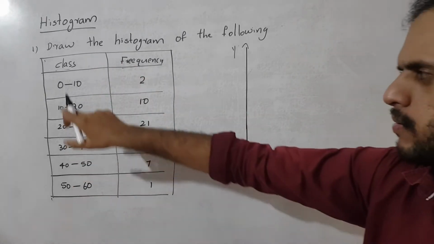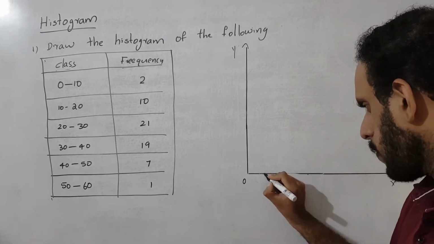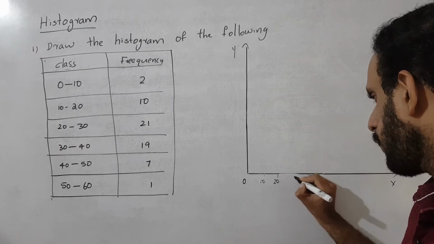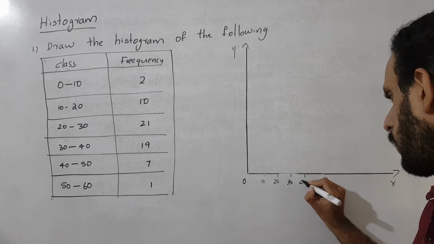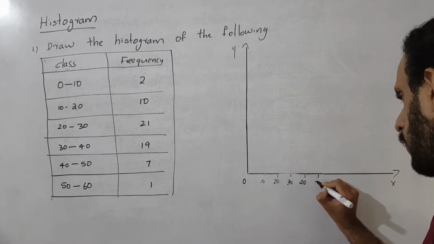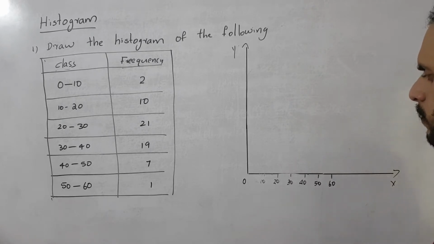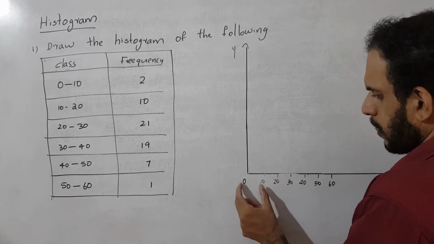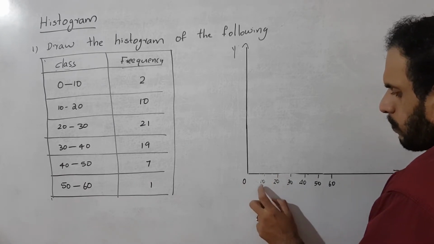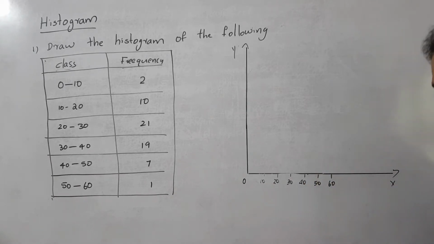Okay, we need to mark 0 to 60, then 10. When we start to mark, the first number is 10, 20, 30, 40, 50, 60. Okay, then don't forget to take the equal distance. What is the distance you take from 0 to 10? Keep the same distance for 10 to 20, 20 to 30, 30 to 40, 40 to 50 and 50 to 60. Okay, that is very important.